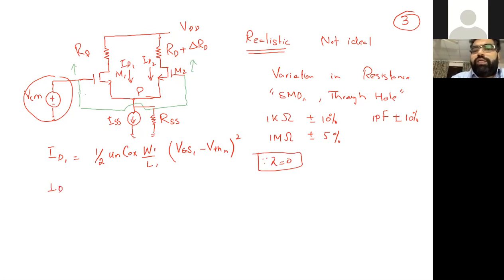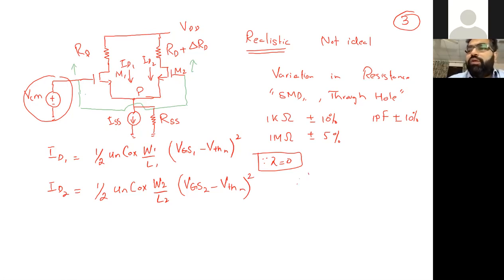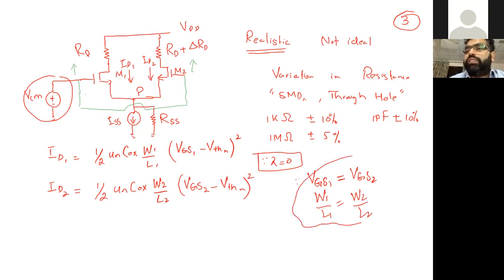If I want to find the relation of ID2, that will also be equal to half mu n Cox, exactly similar, W2 by L2. We will keep M1 and M2 as, as we mentioned last time, identical devices. And then we have VGS2 minus V threshold. We are applying the same potential at this point, so since the potential is the same, we must have VGS1 equal to VGS2. W1 by L1 is equal to W2 by L2, since they are identical devices, the rest are constants.